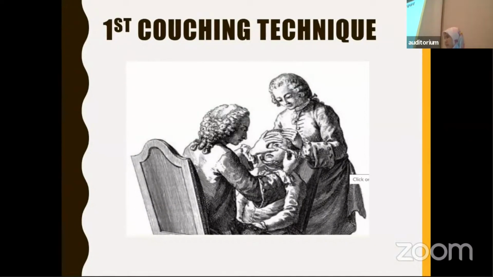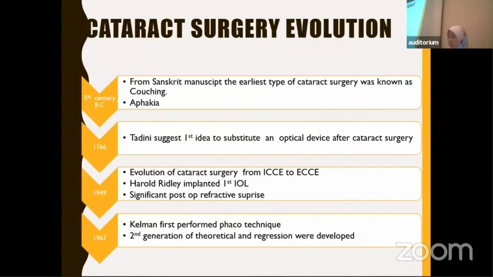which is the first technique for treating cataract since the 5th century. From what I have read, couching was typically performed on a mature cataract. The cataract's lens was not removed from the eye. They just dislocated the lens from the visual axis. Then the patient became aphakic and may have had slight improvement in vision.